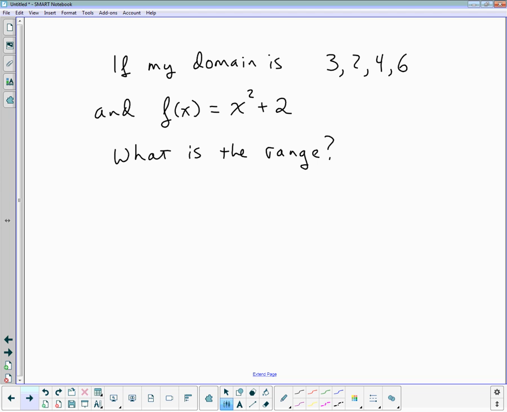So when you're doing this, how to do that? Just plug them into that function right there. x squared plus 2. Instead of x, what do you put? First you're going to put 3, then you're going to put 2, then you put 4, then you put 6. Then you just crunch those numbers and get your values, and those values make your range.